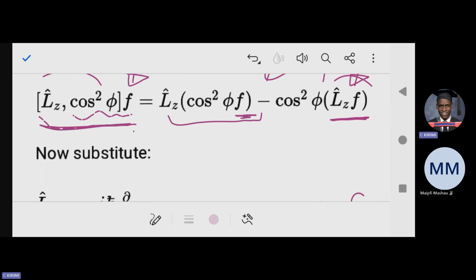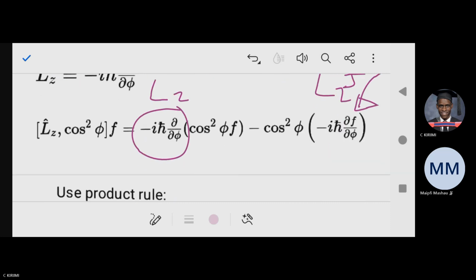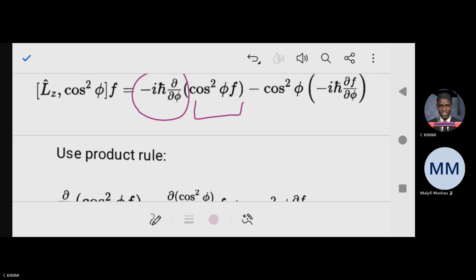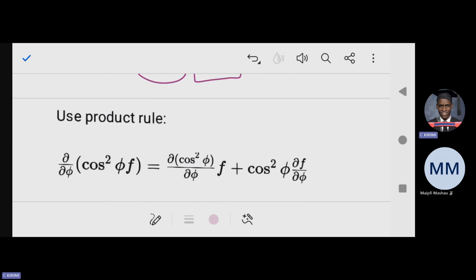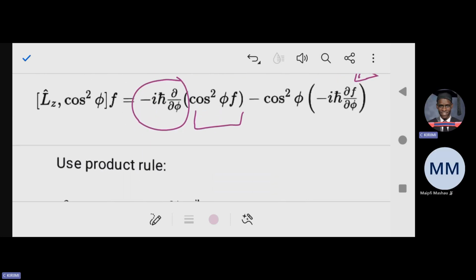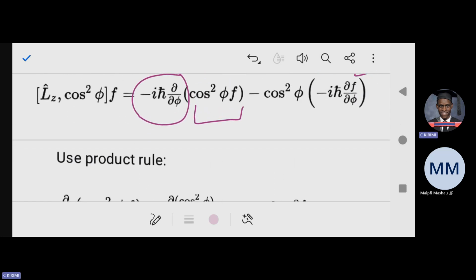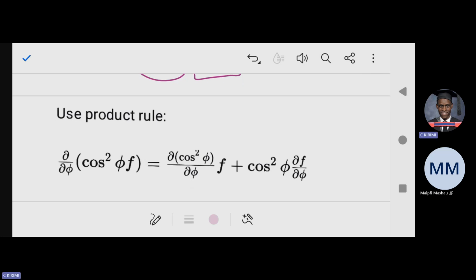So that's why when you get an expression like this, Lz, minus i H bar partial, when you are differentiating this, you are differentiating with respect to phi. That is what you are doing. That's why it is the product rule, because those two functions, cos squared phi and f, are multiplying each other. So you differentiate them using the product rule: you differentiate the first, keeping the second as constant, and then you keep the first constant and differentiate the second. Is it clear?